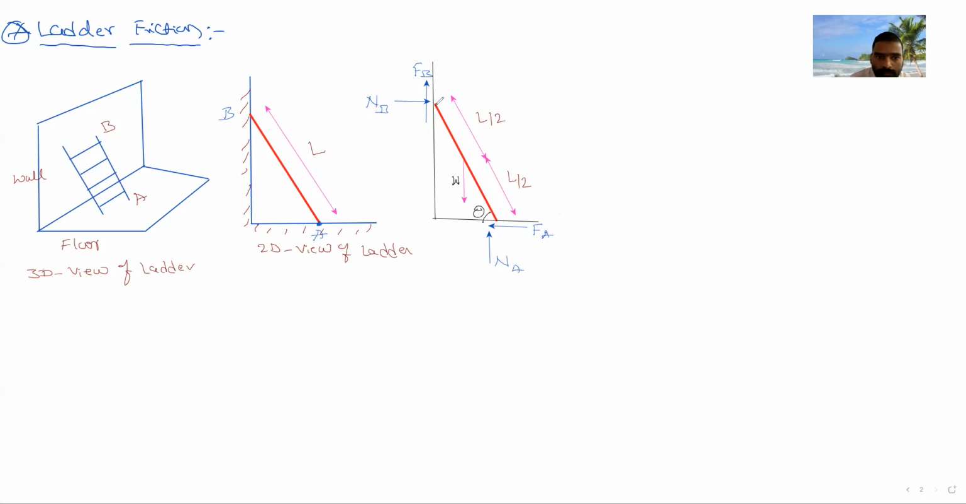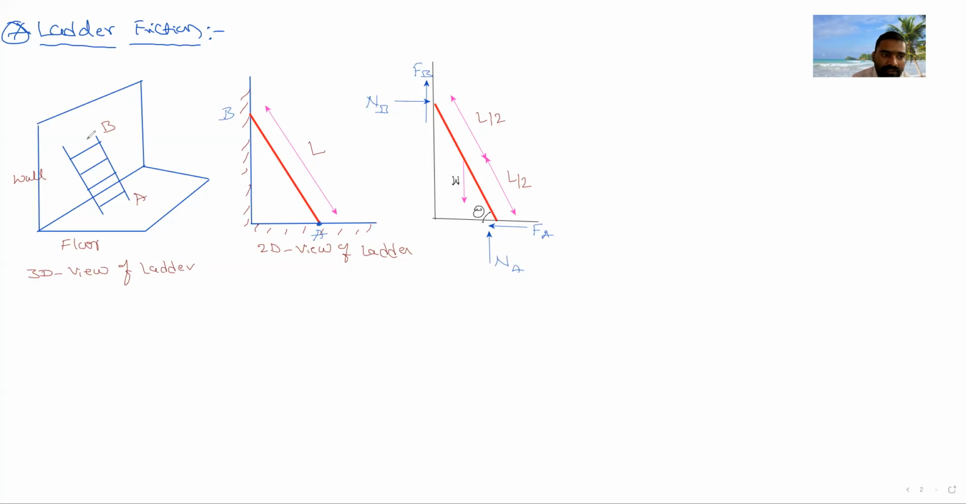And the point B is moving in the downward direction. Hence, the frictional force is opposite, that is upward direction. And the normal reaction NB is exactly perpendicular to the surfaces. Everybody, are you getting? Yes, sir.